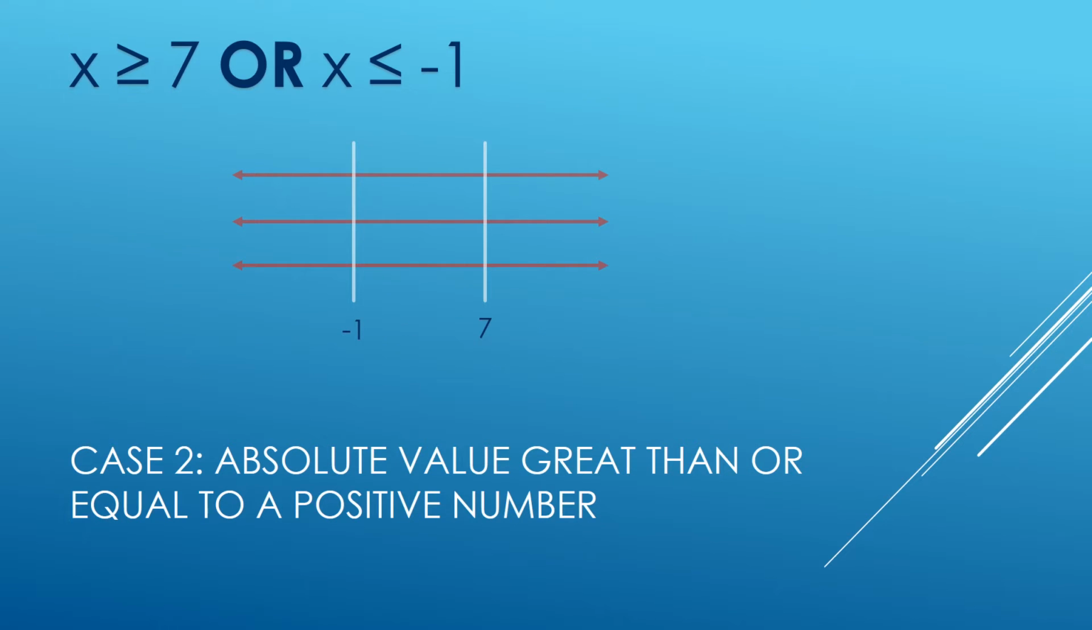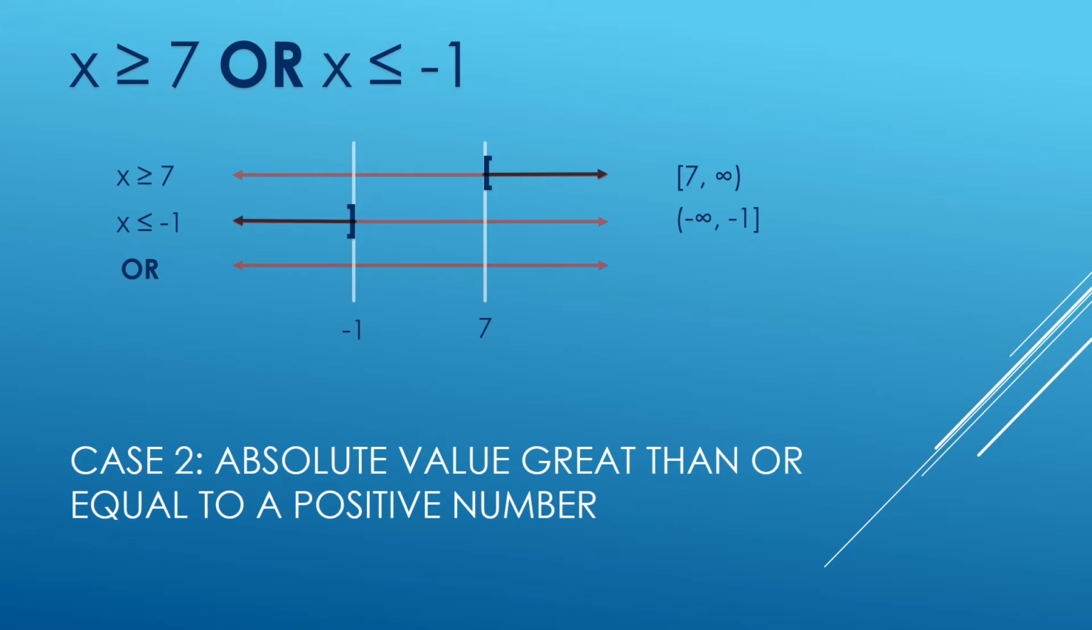Again, we'll go to our 3-line method with negative 1 on the left and 7 on the right. In our first inequality, x greater than or equal to 7, here the endpoint is included, so we'll use a bracket at 7. This is greater than, we'll shade everything to the right. For our second inequality, x less than or equal to negative 1, again the endpoint is included, so we'll use a bracket at negative 1, and it's less than, we'll shade everything to the left.